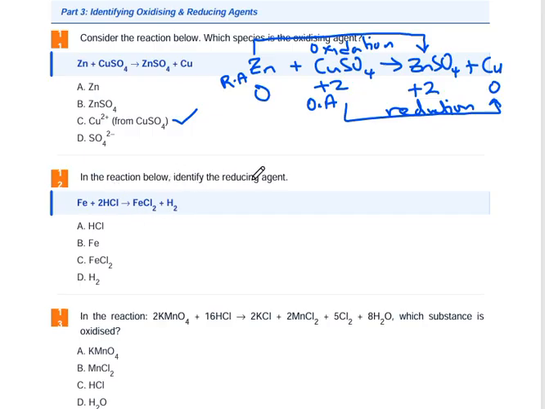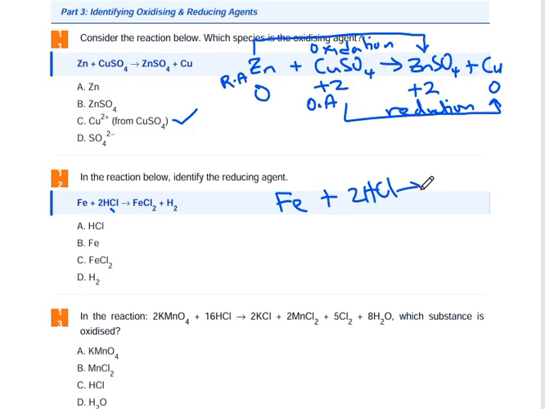Okay, we have this. In the reaction below, identify the reducing agent. So this is the equation: A HCl, B Fe, C FeCl2, D H2. I want to say here that the answer can never be the product. The answer is always one of the reactants. Now there are many ways I can answer this. First of all, iron is a metal, so metals are reducing agents generally. That means obviously this guy is an oxidizing agent. But let us try this.